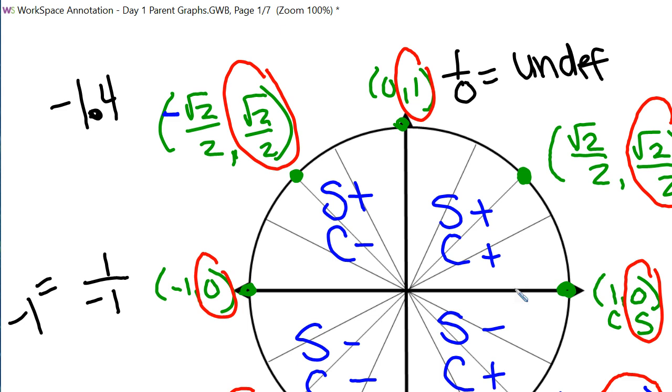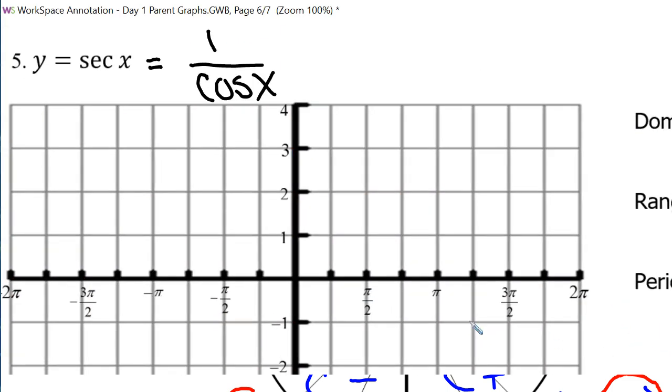We'll have vertical asymptotes at pi over 2 and 3 pi over 2. So draw on your vertical asymptotes. First, we'll have vertical asymptote at pi over 2, 3 pi over 2. And where would the next vertical asymptote have to be? Negative pi over 2. And one more, negative 3 pi over 2.